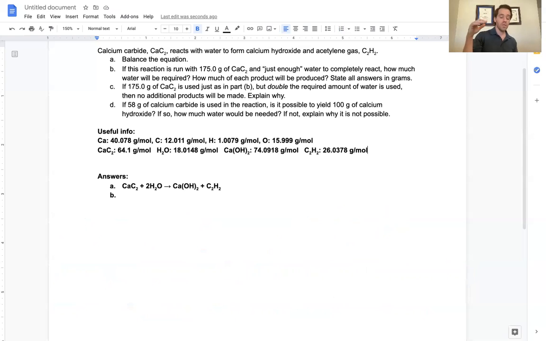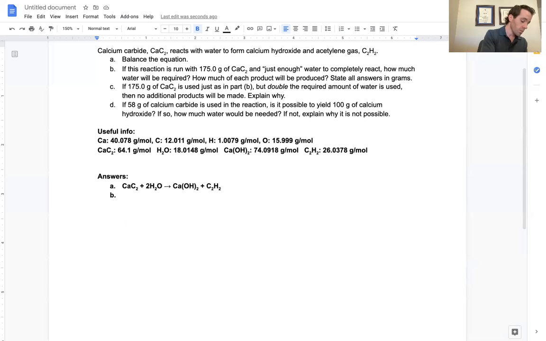Okay, why did I get all of those? It's because the ingredients here are stated in grams. If this reaction is run with 175 grams of calcium carbide, I need to be able to turn that into moles, because all the in-between steps are going to be moles. Everything in chemistry is moles, moles, moles, moles, moles. So grams are nice because that's what you can put on a scale. But to do chemistry analysis, you need to turn those grams into moles. And the molar mass is what links together grams and moles.